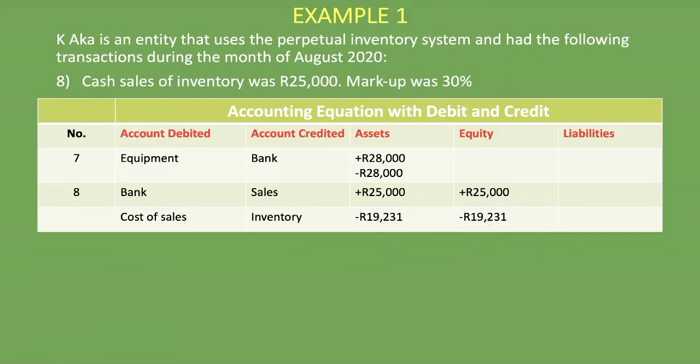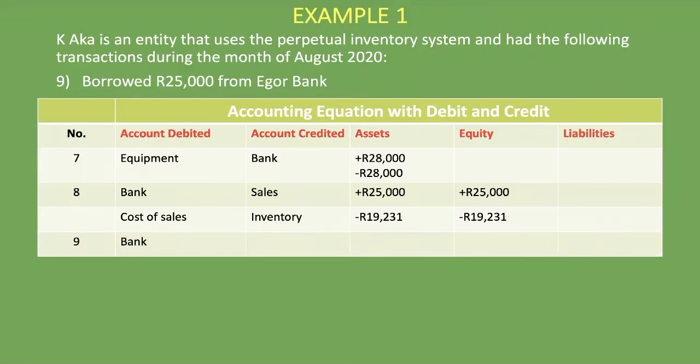Okay, I hope it has made sense. Let's move on to the 9th transaction. We're told here that we borrowed 25,000 Rand from Egor Bank. So if we've borrowed money from the bank, what is happening? Well, we know that our bank account is increasing because that money came to us. We borrowed it. So we're going to debit our bank because money is increasing in our bank, and we're going to credit our loan or our bank loan because our bank loan is a liability, and liabilities increase on the credit side.